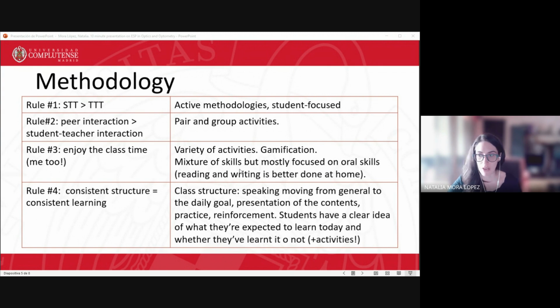I think the students have a clear idea what they're expected to learn today after we've presented it at the very beginning. And at the end, after they practice and reinforce, they can get an idea of whether they learned it actually, or they need to do more activities at home maybe, or talk to me or something.